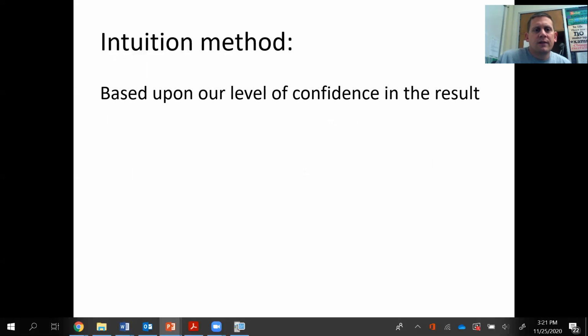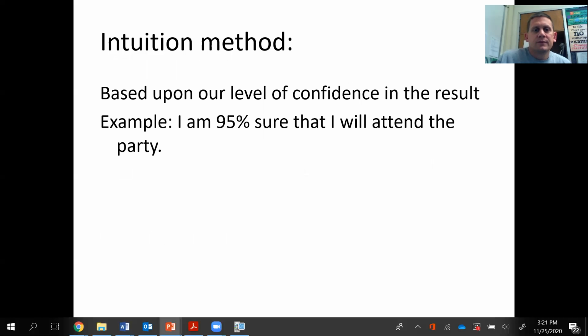The intuition method is just based on how we feel. I'm 95% sure that I will attend the party. You're not 100% sure because you're not at the party yet. Something could happen that would prevent you from going. You could get sick. You could get a flat tire. There are a lot of things that could prevent you from being 100% sure. You can be 99.9% sure, but until you actually walk through the door, something could happen.